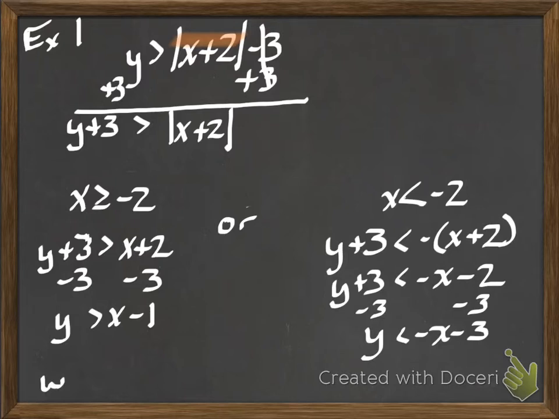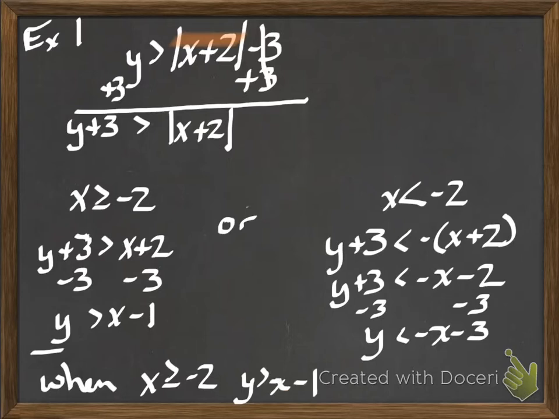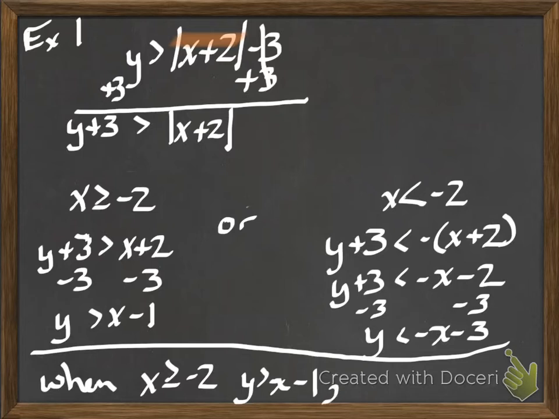So when x is greater than or equal to negative 2, the equation is y is greater than x minus 1. When x is less than negative 2, we're going to use the equation y is less than negative x minus 3. And so that's another way of looking at the two graphs as we're coming into there.